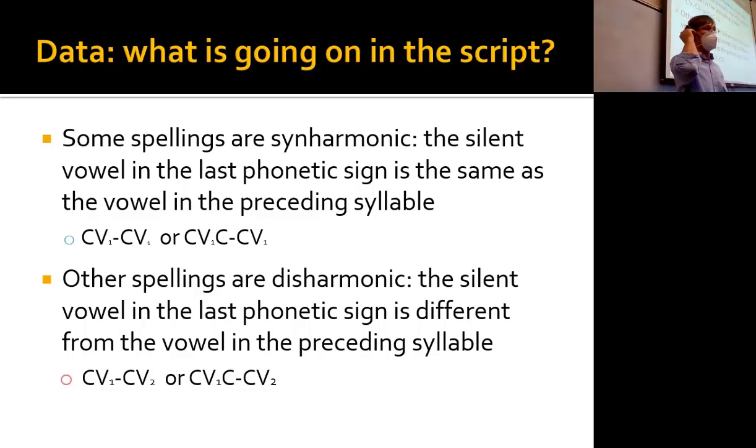So consonant vowel one, consonant vowel one. One means it's the same, right? Vowel one, vowel one. But some spellings were not like that. They had a different vowel, and not always the same. So say, instead of writing baka, I write baku or baki. And you start wondering, what the hell is going on, right? Is baki the same as baka and baku, or is baki the same as baku but not the same as baka? Those weird spellings were called disharmonic spellings, as opposed to synharmonic spellings where all the vowels are the same.